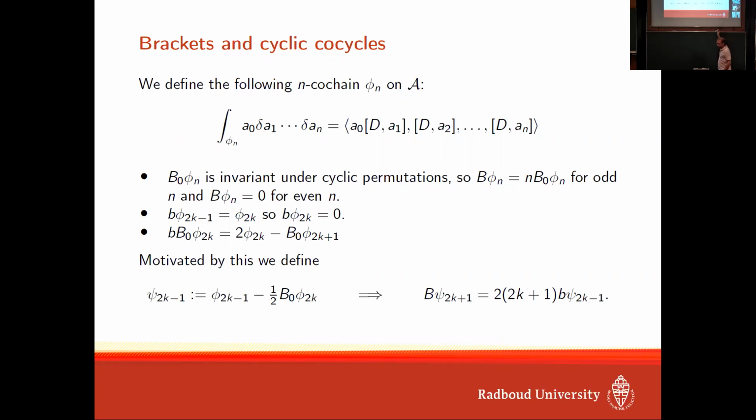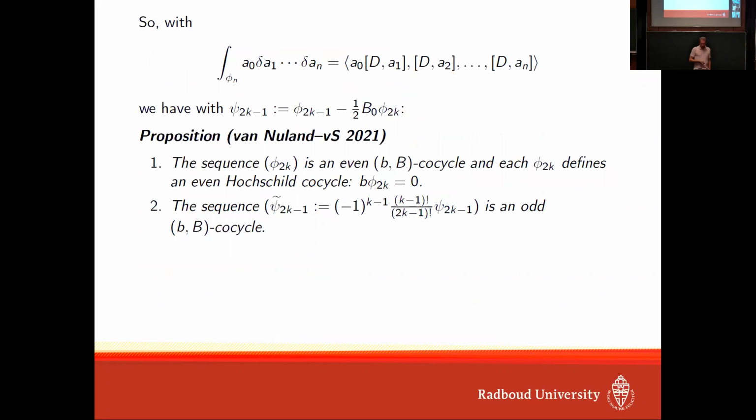In the odd case it will be the small b of the next one, up to a term which I just normalized. So that's a cyclic cocycle in the odd case. Here it's the same thing again, I just wrote the same formula, psi defined like this. Then the conclusion from the previous slide is that these even phi 2k's define Hochschild cocycles. They're also BB closed. And this other one, if you normalize it suitably, then you find an odd BB cocycle.